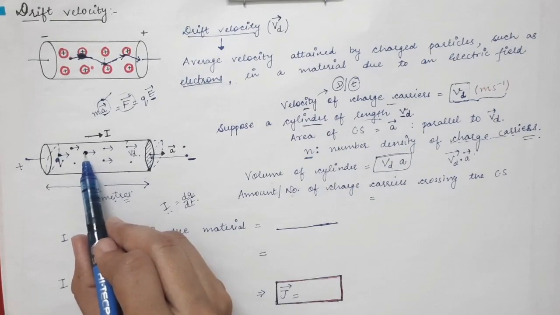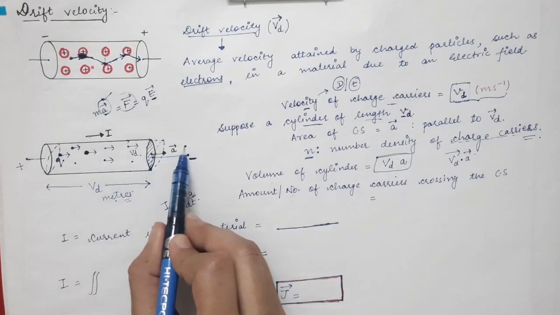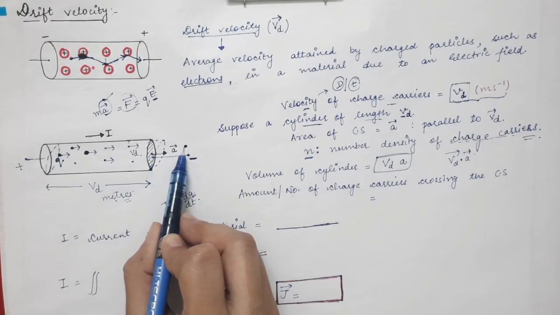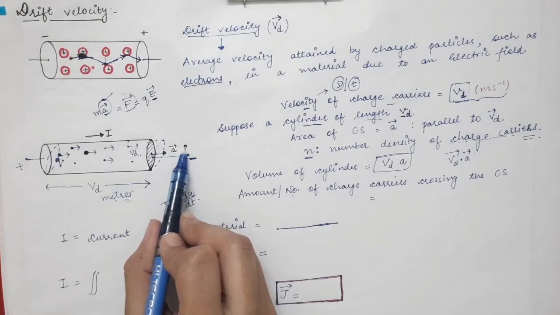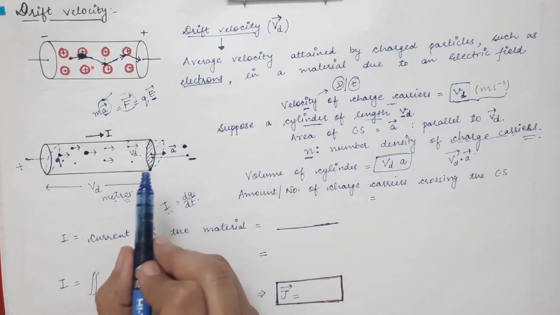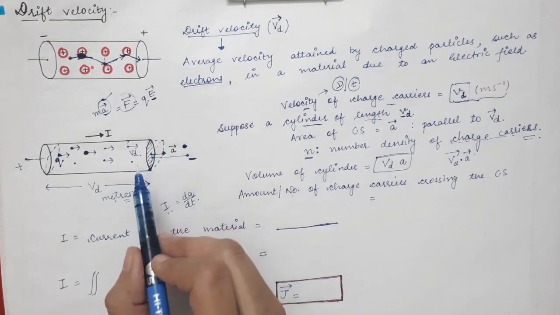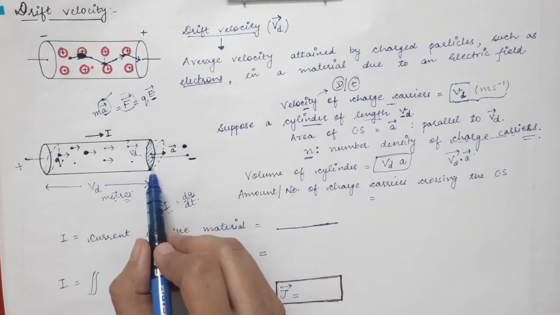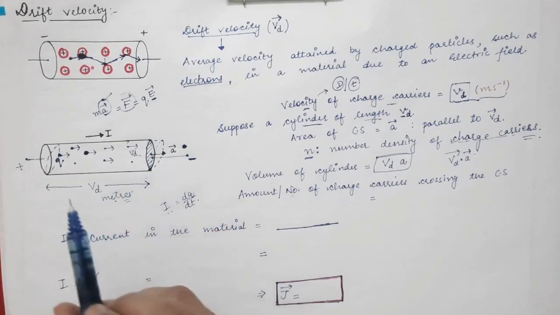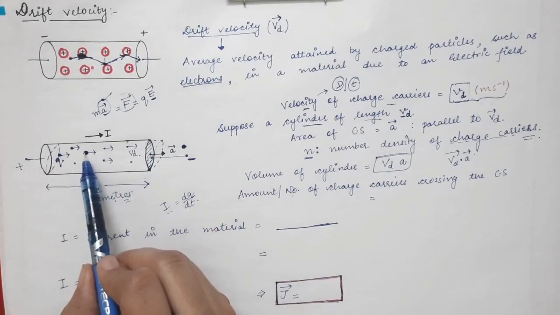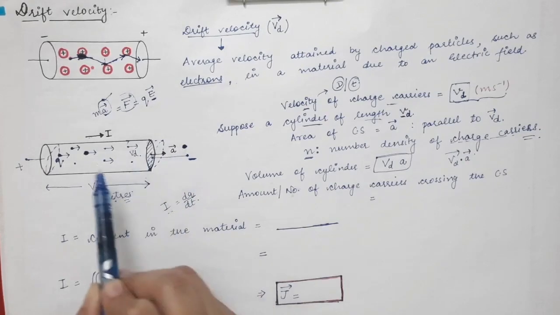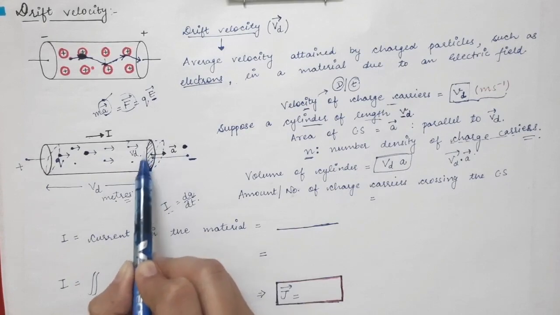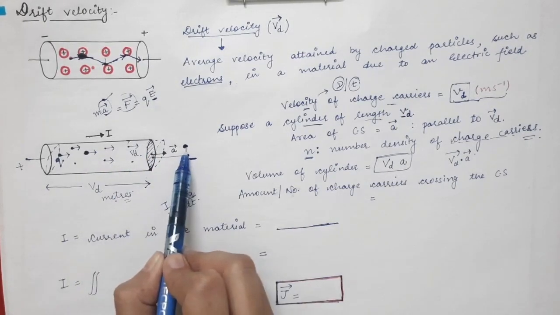So in 1 second this charge carrier will reach this point. So the distance traveled will be equal to VD meters, and the time interval is 1 second, because we want to find the amount of charge which is crossing this surface in unit time, or you can say in 1 second. In 1 second, how much amount of charge is crossing this surface? So first of all, I am taking this charge and it will travel a distance of VD meters in 1 second, meaning this charge will cross this surface.